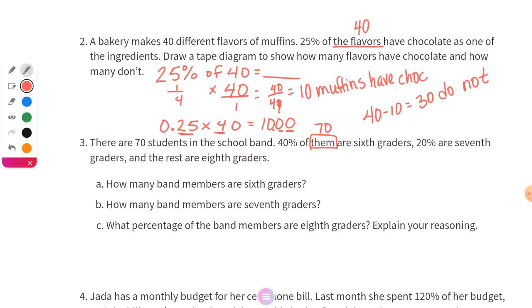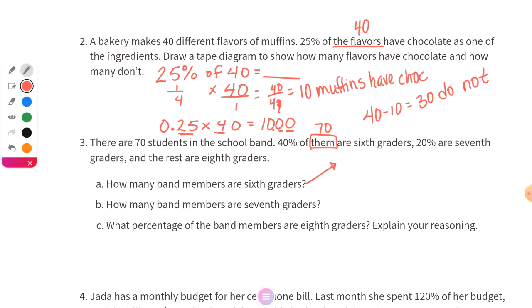20% are 7th graders and the rest are 8th graders. How many band members are 6th graders? What is my math problem, Dawson? What's my phrase that can help me here? How many band members are 6th graders? What phrase could I pull to help me with that?